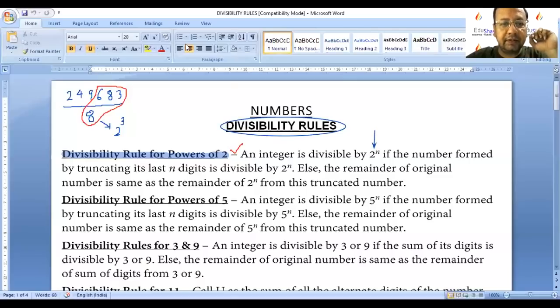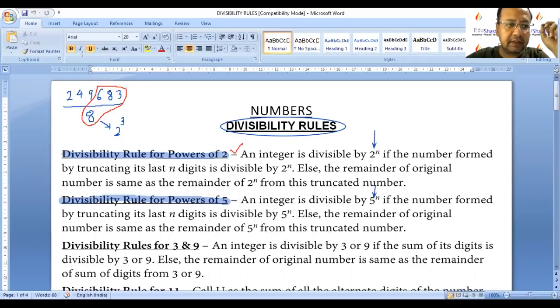Now, moving further, the next variety of numbers is the divisibility rules of the powers of 5, right? This is almost the same as what we have discussed for the powers of 2. This says an integer is divisible by 5 raised to the power n if the number formed by truncating its last n digits is divisible by 5 raised to the power n. Otherwise, the remainder of the original number is the same as the remainder of the truncated number from 5 raised to the power n.